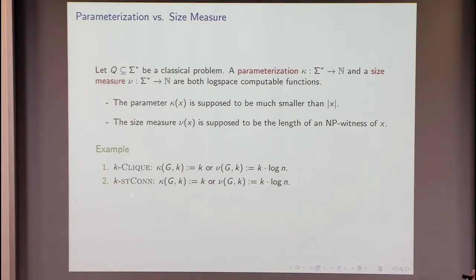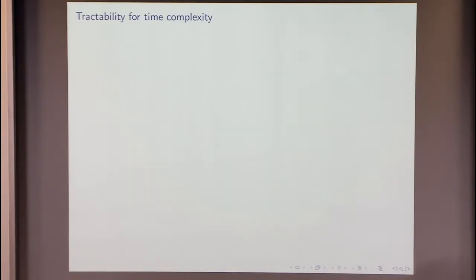In the case of k-STCOM, the parameter is k again. For the size measure, you can again take k log n. So this would be a binary string describing a path of length k. For 3-SAT, there are no natural small parameters, so for our purpose, we only need the size measure. We can take the number of variables as the size measure of a 3CNF formula, or the number of clauses as the size measure of this 3CNF formula.